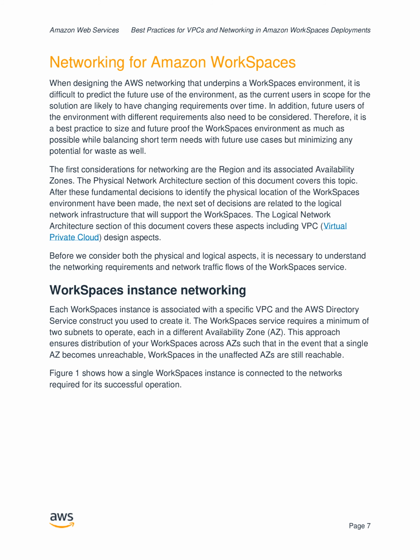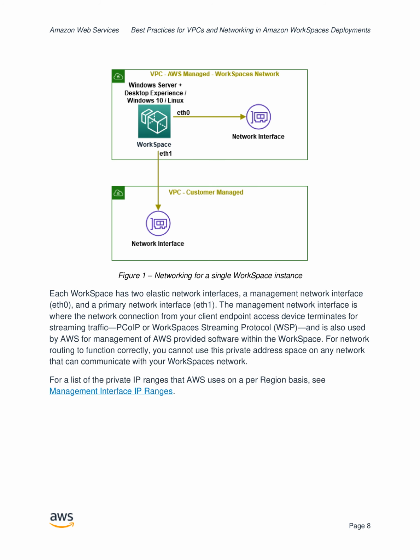Figure 1 shows how a single WorkSpaces instance is connected to the networks required for its successful operation. Each WorkSpace has 2 elastic network interfaces: a management network interface, ETH0, and a primary network interface, ETH1. The management network interface is where the network connection from your client endpoint access device terminates for streaming traffic, PCoIP or WorkSpaces Streaming Protocol (WSP), and is also used by AWS for management of AWS-provided software within the WorkSpace.